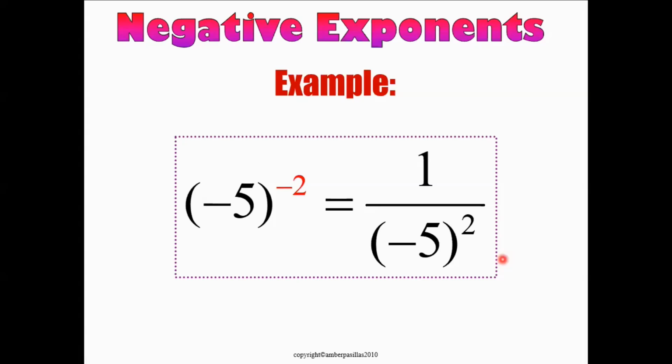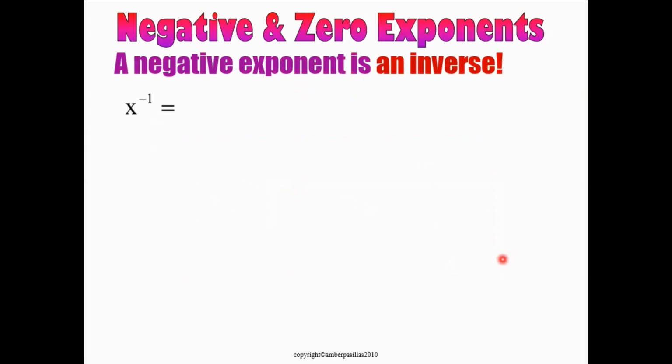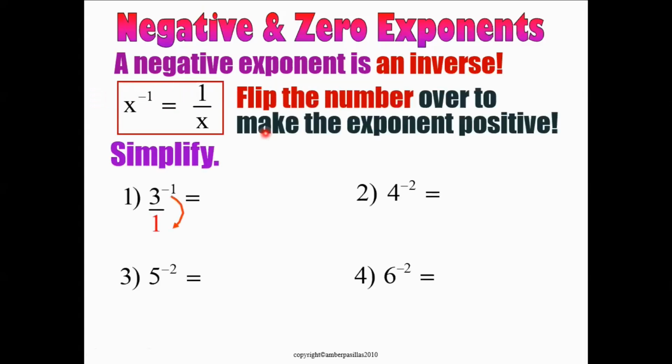Okay, let's move along. A negative exponent is an inverse. As seen with the rule, likewise, if we have a letter or variable, we still do the same exact thing. With this particular example, we can't really simplify any further because we don't know what x is, but the same rule still applies. So let's look at some examples with just numbers, and then we'll do some examples with variables, and then we'll do some mixed examples.